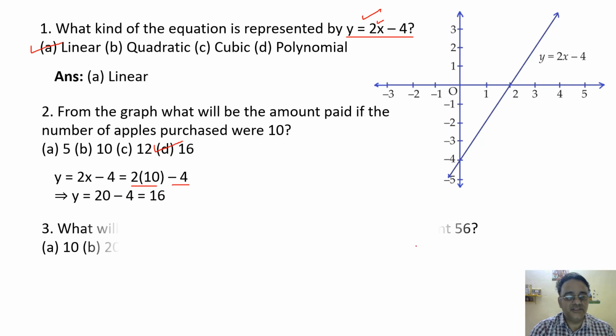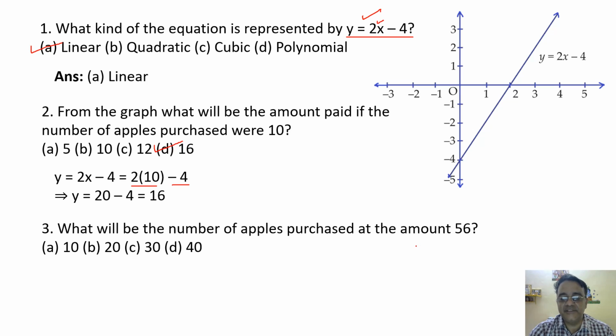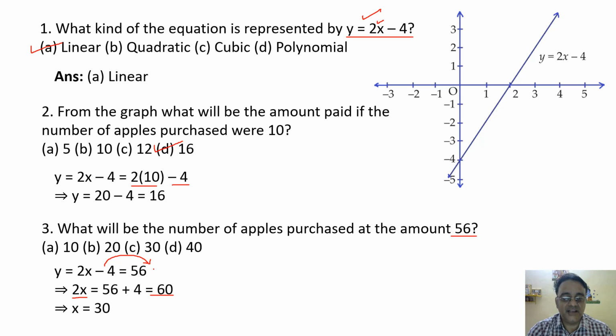Now we are moving toward the third question. What will be the number of apples purchased at the amount 56? That means x we have to find and y is given 56. So y is equals to 2x minus 4 is equals to 56. Minus 4 को इधर shift करो, it will become plus 4. So 56 plus 4 is 60. And what is the value of x here? 2x is equals to 60. 30, right? And the correct option is option C.